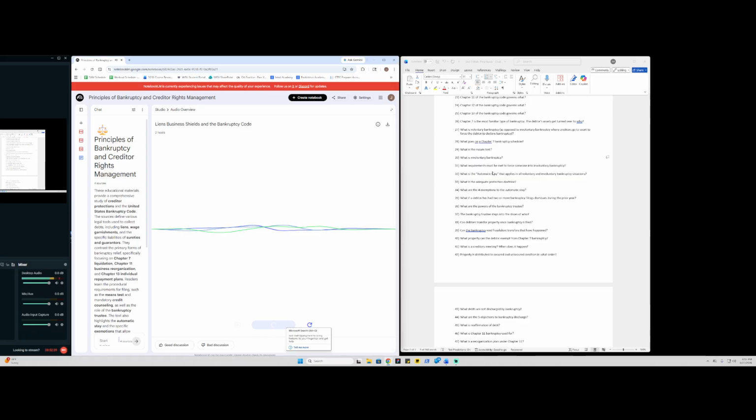This is critical. So then a creditor can't involuntarily file a debtor for bankruptcy. That is a critical point.